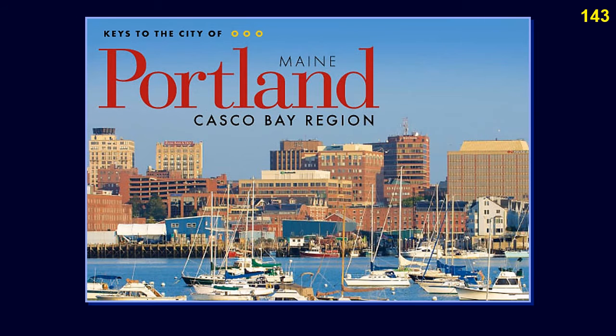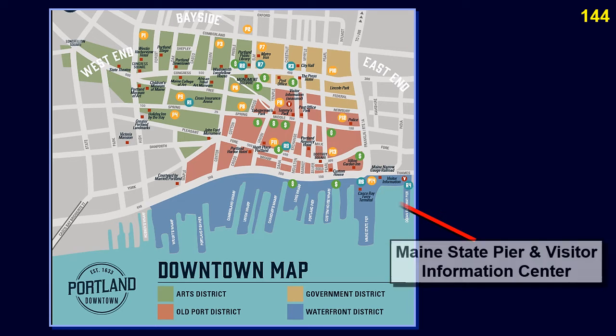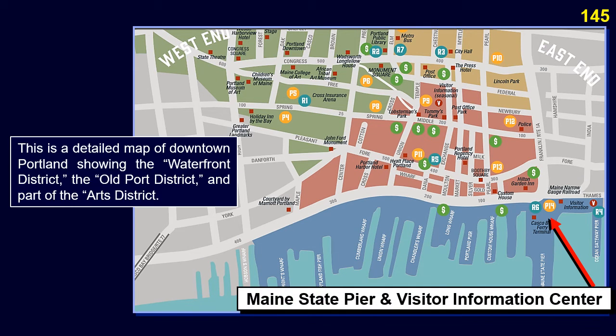Chapter 10. Portland Points of Interest. This is a map of downtown Portland. This is a detailed map of downtown Portland showing the Waterfront District, the Old Port District, and part of the Arts District.